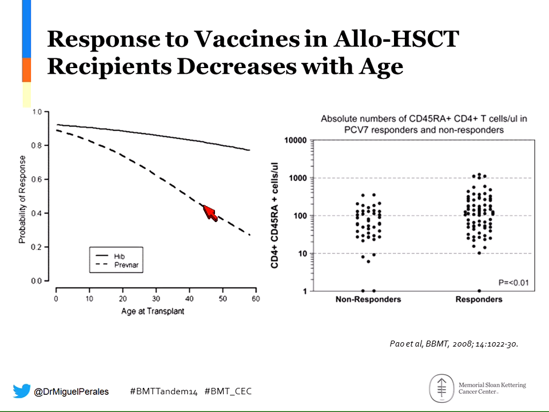And we know that the older patients are more at risk of these types of infections, and they don't respond well to the vaccine. And we're also able to show here that the ability to respond to vaccine correlates directly with the naive T cells. So patients who can make naive T cells are more likely to respond to vaccine.